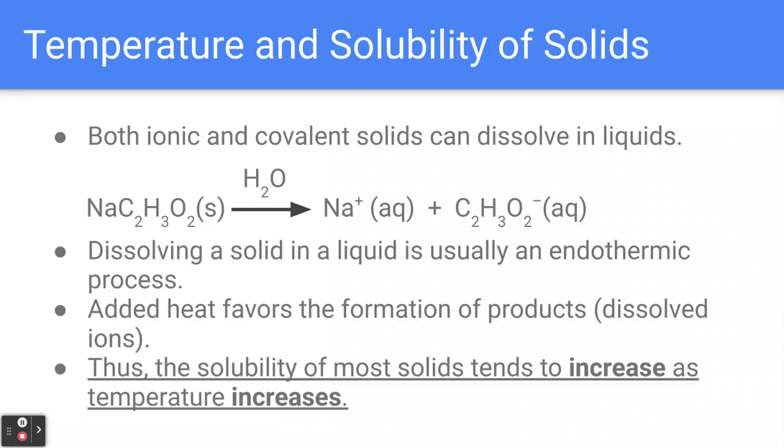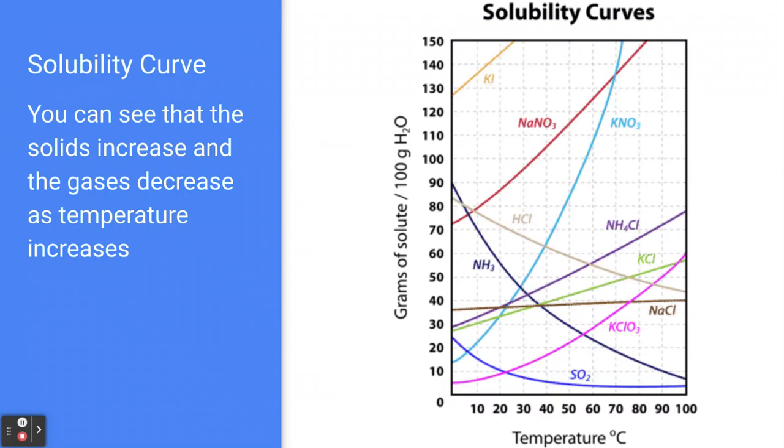When we think about temperature and solubility of solids, increasing the temperature is almost always going to increase our solubility. So for the most part, as we increase the temperature of the solution, we will be able to dissolve more ionic solids into that solution typically. So this is what we call a solubility curve. And we can see for the most part, those gases, which would be HCl, NH3 and SO2, you can see those three lines decrease. The rest of them are slightly increasing or dramatically increasing.